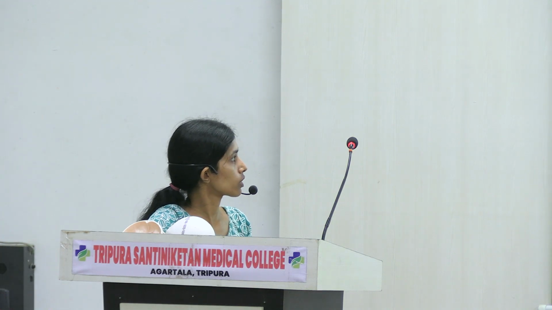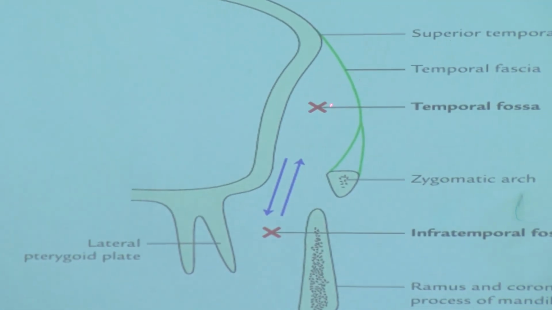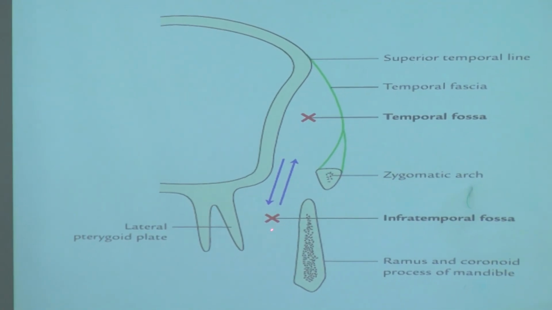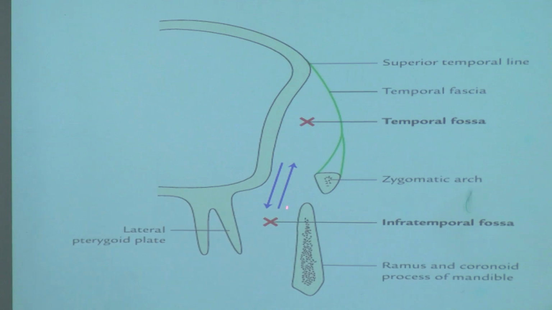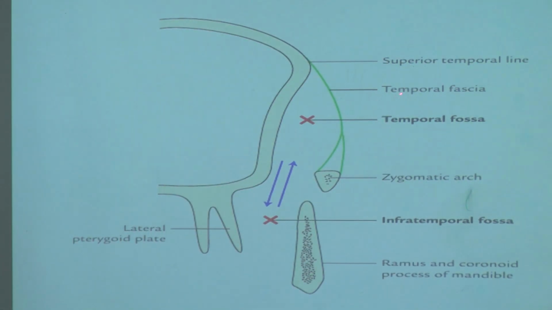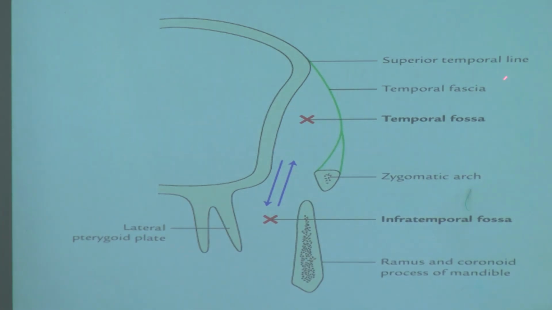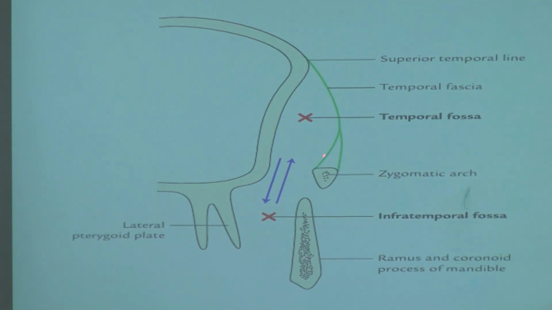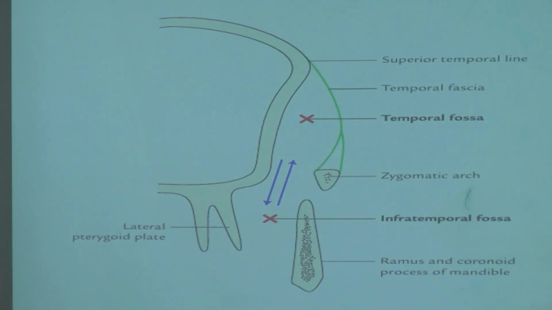Then, you can see here, this is your zygomatic arch region. Here we have a temporal fossa and this is the infratemporal fossa, and this is the communication that is present between your temporal and infratemporal fossa. And here I have mentioned the temporal fascia, you can see here. Next to that, in this region you will see your temporalis muscle.